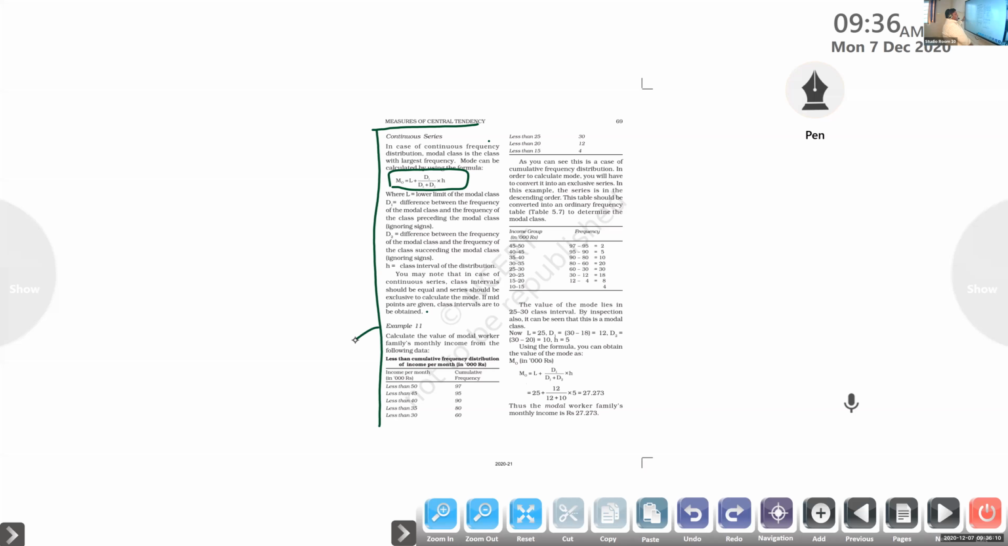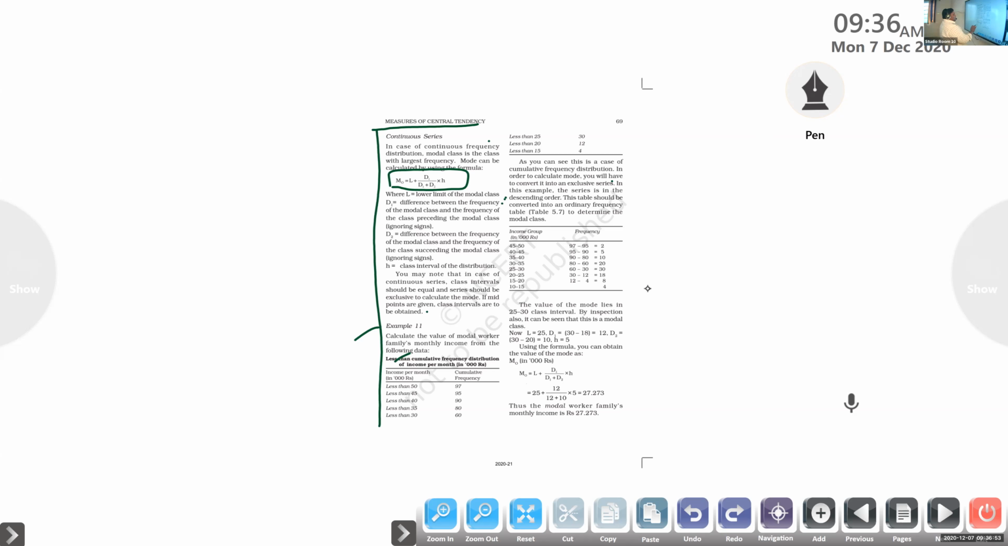Example 11: Calculate the value of the modal worker family monthly income from the following data. Income per month is in rupees. Cumulative frequency is also provided, so it is our responsibility to find out the class interval. As you can see, this is a case of cumulative frequency distribution. In order to calculate mode, you will have to convert it into an exclusive series, not an inclusive one. In this example, the series is in descending order, not ascending. This table should be converted into an exclusive frequency table to determine the modal class.